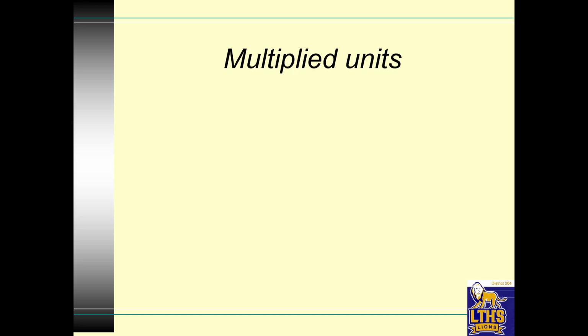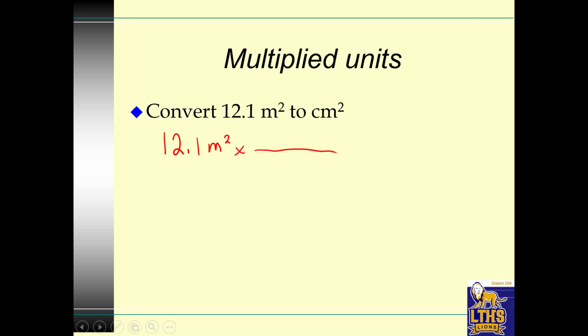Okay. What about multiplied units? Well, if we were measuring the dimensions of a room and we wanted to know how many centimeters squared it is, the area, so we have meters squared. Now, I don't know the relationship between meters squared and centimeters squared, but I know that meters has to cancel twice because it's multiplied twice. And I have to get centimeters squared, so I have to have them. So this one cancels the first meters, this one cancels the second meters, and I'm left with centimeters squared.